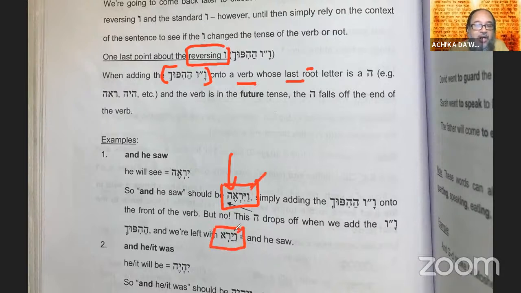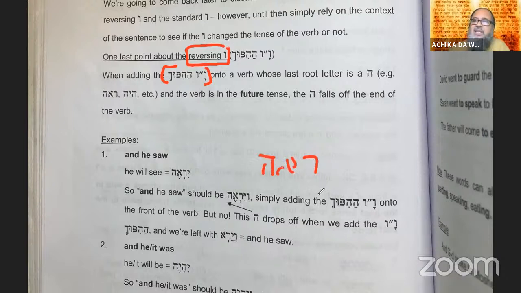The y is there, the yod is there, the resh is there, the aleph is there, but it's missing the hey. The reason why it's missing the hey is because the reversing y has caused it to fall off because it was a future tense. It's just a rule that you're going to have to remember, and you're going to remember it by seeing it more often. Because when you read something, you'll know your vocabulary. That is to see. I know that he saw.